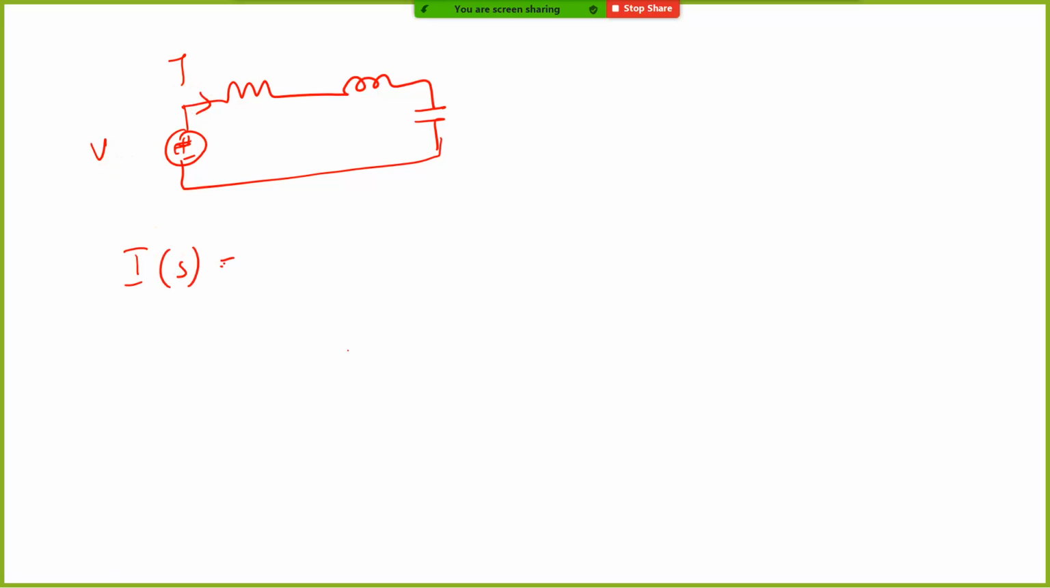So I of S can be written as V of S divided by the impedance of R, L and C. Now, because these are frequency dependent components, you can write it as R plus SL plus 1 by SC. Have you studied this in Dr. Sudarshan's portion? Yes, sir. Right, so you can write it like this.